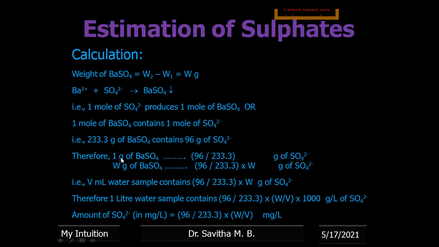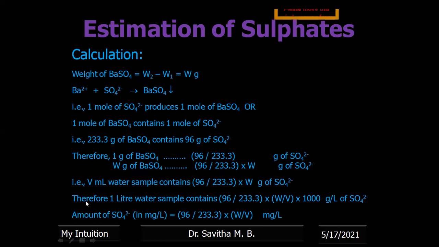How much sulfate will 1 gram of barium sulfate contain? 1 gram contains 96 divided by 233.3 grams of sulfate, right? But we have got W grams of barium sulfate. So if 1 gram of barium sulfate contains so much, W grams contains how much? So you will get 96 by 233.3 into W. That means V volume of water sample contains so much amount of sulfate.